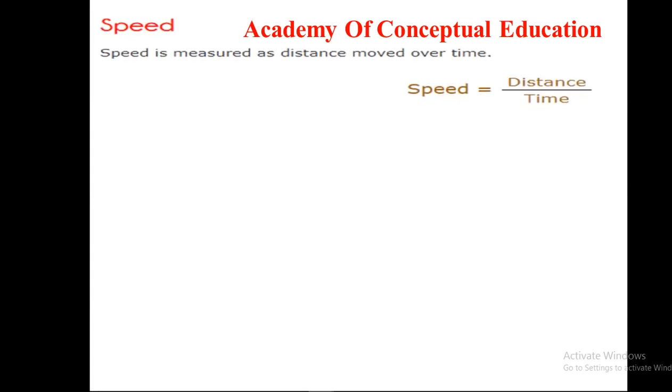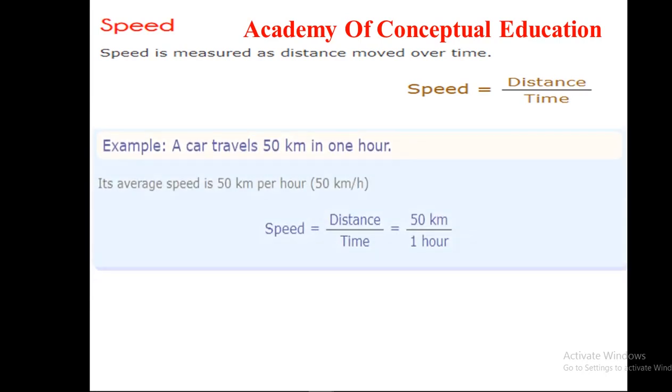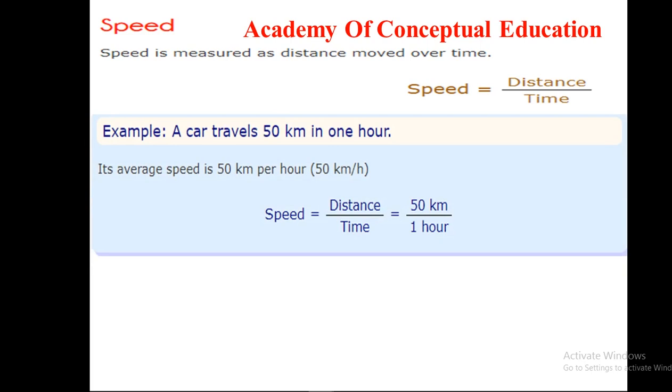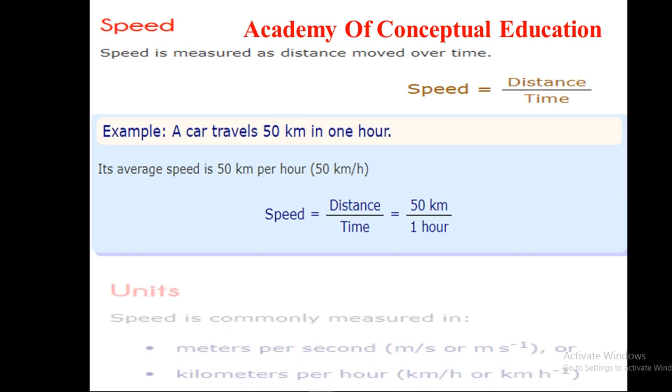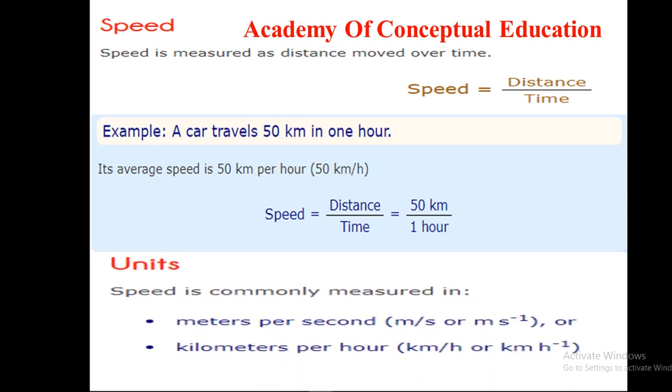So speed is measured as distance moved over time, or you can say speed is equal to distance divided by time. For example, a car travels 50 kilometers in 1 hour. So what will be the speed? The speed will be 50 kilometer per hour. So you can find it out as distance divided by time.